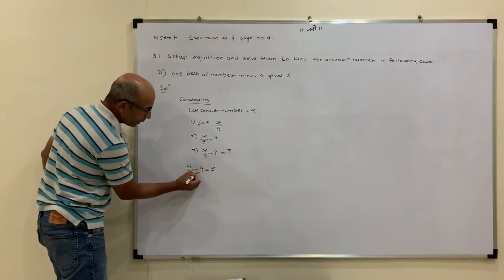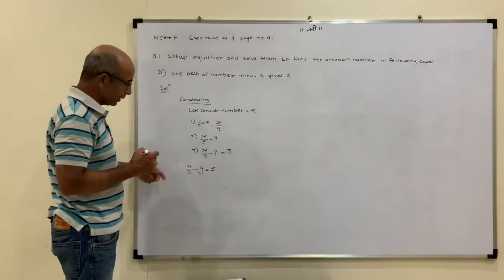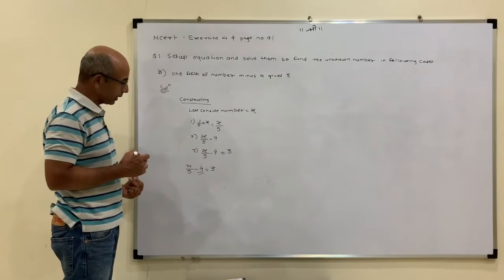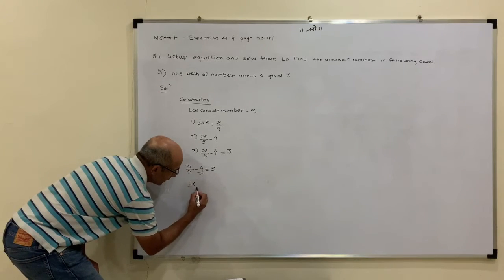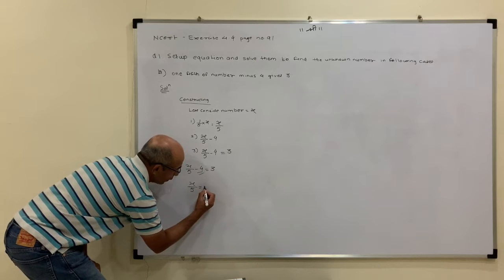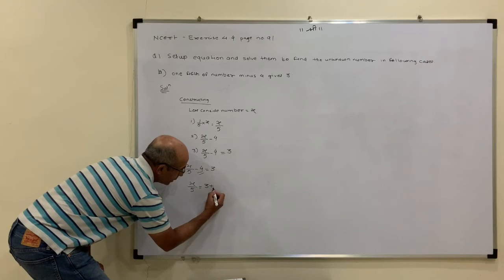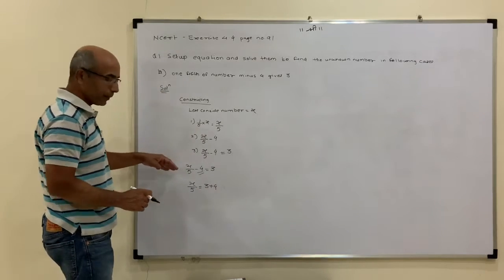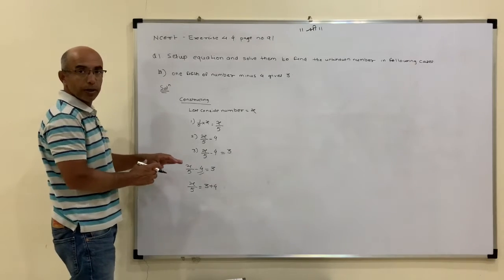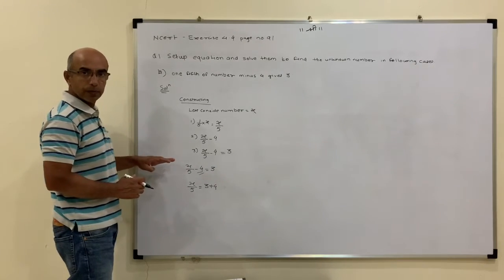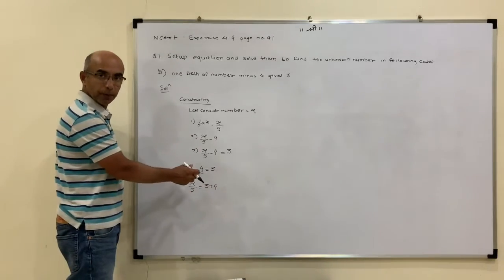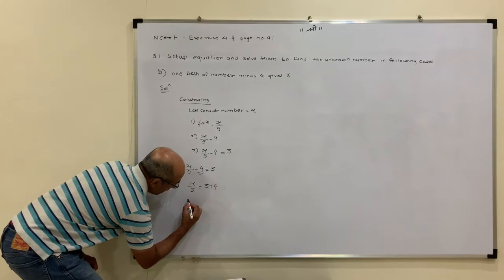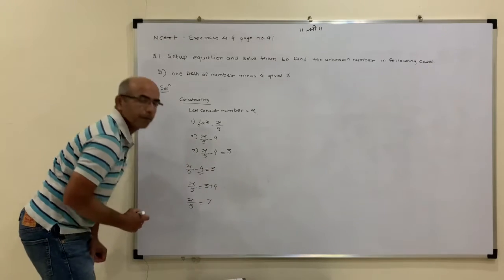Now first we will be transposing this 4, which is subtracted on the left hand side, to the right hand side. So my next step will be x divided by 5 equals 3 plus 4. When a subtracted number, or a negative number, is transposed from the left hand side to the right hand side, it will be added, or it will be positive. So x divided by 5 equals 7.